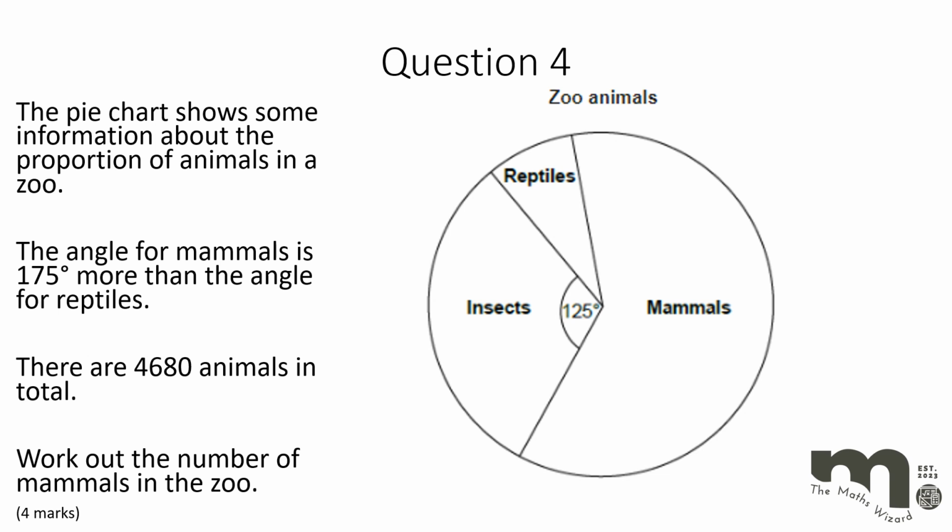Okay, next question then. So this time we've got a pie chart showing information about the proportion of animals in a zoo. The angle for the mammals, so this one here, is 175 degrees more than this one for the reptiles. And then we're being told that there are 4,680 animals in total, and we're being asked to work out the number of mammals in a zoo.